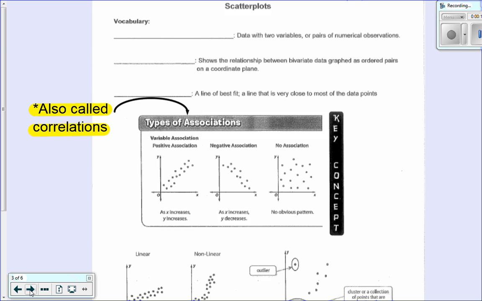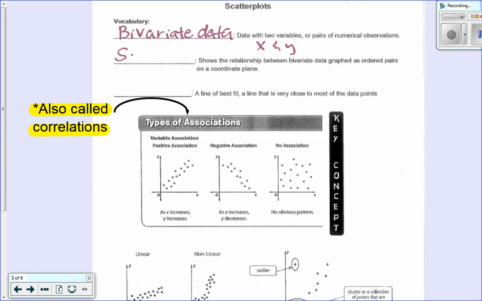The first vocabulary is bivariate data. Bivariate data. Data with two variables. And if we're talking about a graph, what do you think your two variables are? Yeah, you got it. Your x and y, right? Or pairs of numerical observations.